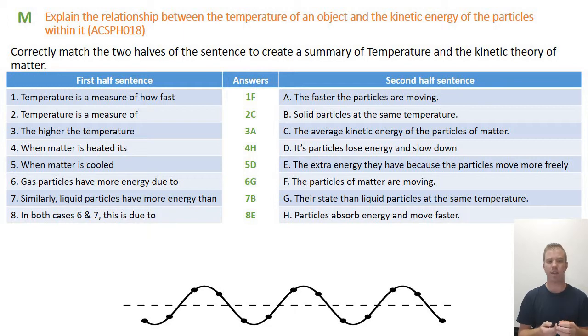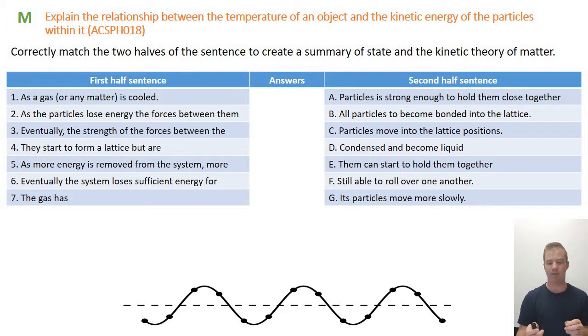Gas particles have more energy due to their state than liquid particles at the same temperature. Similarly, liquid particles have more energy than solid particles at the same temperature. And in both cases, this is due to the extra energy they have because particles move more freely. So on a hot day, the particles in our air are moving more rapidly than on a colder day. You may have learnt this already in junior science, but this is a bit of a revision in thermodynamics.